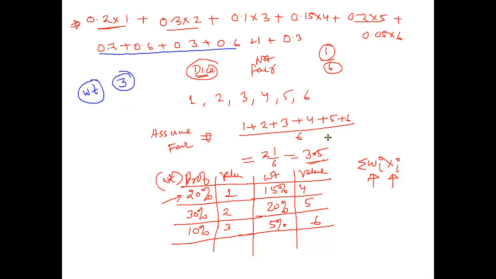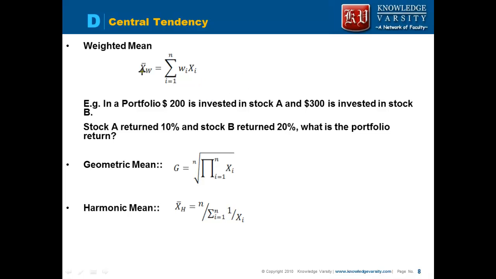Note that assuming the fair die, the mean was coming as 3.5, but assuming the different distribution, the value is coming as 3. So if you see that the chances of each value, or the weight of each value, are not the same, then you should use the weighted mean. However, if the weights are the same, then the weighted mean will give you the same value as the arithmetic average. So the weighted mean is a special case of arithmetic mean where different weights are assigned to different data points. So that is a weighted mean.